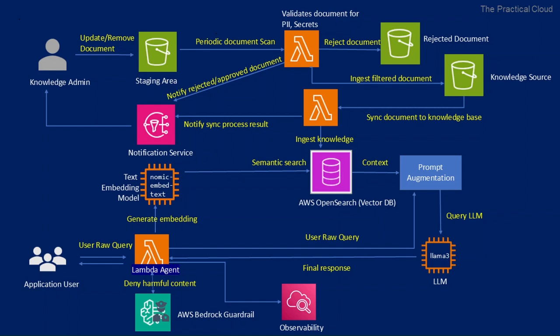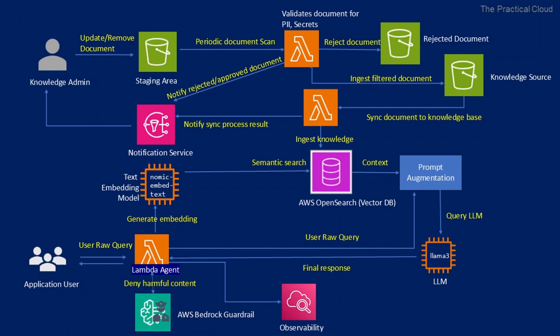In the bottom half, we will simulate the LLM execution. Instead of using a Bedrock agent or any other agent, I'm using a Lambda agent, which is nothing but an orchestration service. When a user provides a query to the Lambda agent, it will first check with the Bedrock guardrail for any harmful content, and if the user query has any harmful content, it will be blocked and will not be sent further.